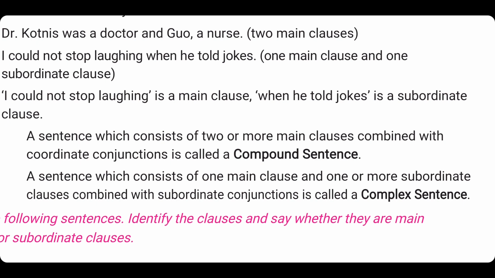And what are complex sentences? A sentence which consists of one main clause and one or more subordinate clauses combined with subordinate conjunctions is called a complex sentence. So if we want to make it simple, we need to find out what the conjunction is. If it is a coordinate conjunction, then that sentence is a compound sentence. If it is a subordinate conjunction, then it is a complex sentence.